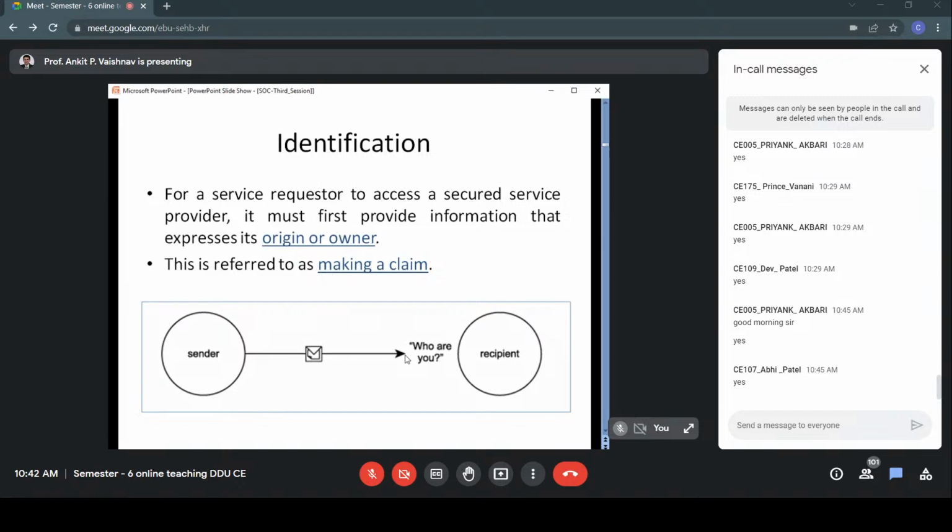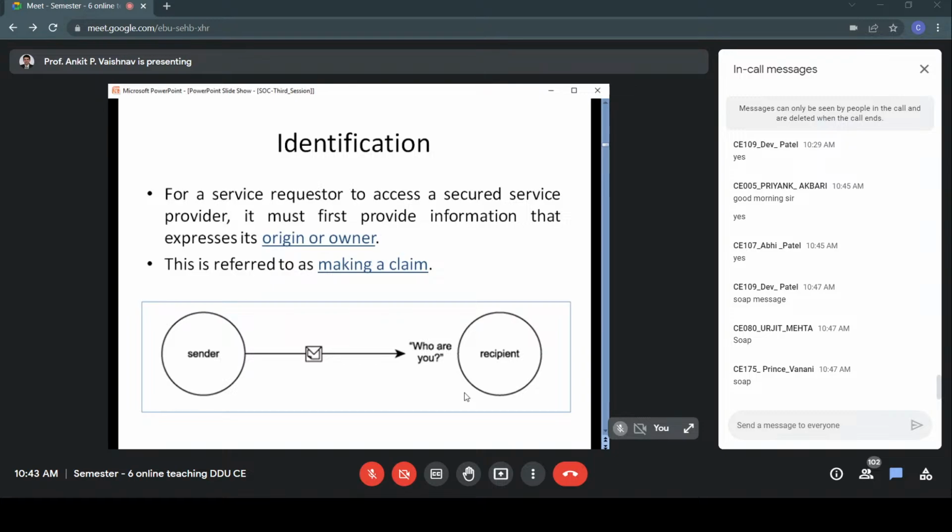So always we have two services, right? A requester and a provider, or you can say a sender and a recipient. If you look at the figure, you can understand what identification is, right? The recipient would always like to know who you are, right? And by default, we have loosely coupled communication. So where will this information be embedded? Will you be writing that information in the sender service or in the SOAP message? Yes, it has to be there in the SOAP message, right? So we need to have a standard header in the SOAP again.